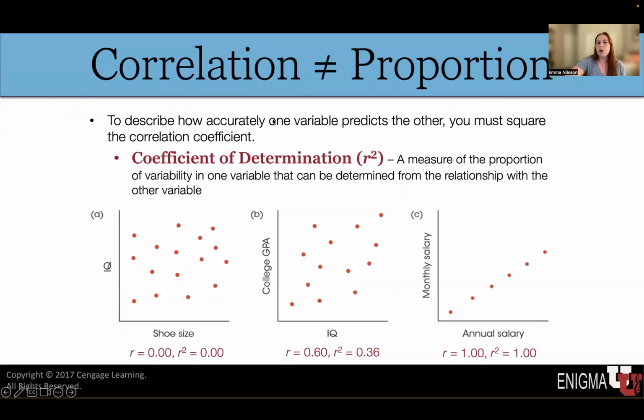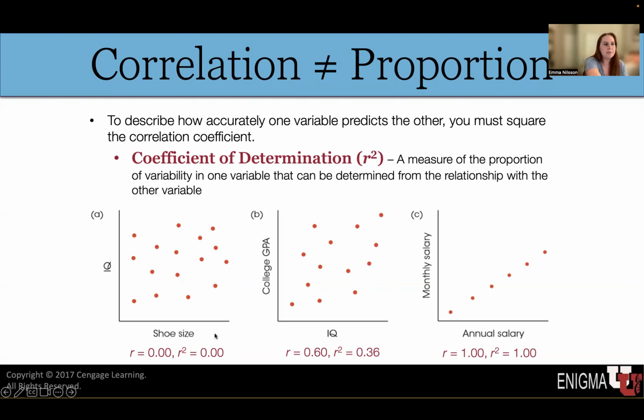So in order to describe how accurately one variable does predict another, in order to accurately describe proportion, we actually just take our correlation coefficient and we square it. Instead of using R, we're going to use R squared. It's called the coefficient of determination. And it is just what we said. It's a measure of the proportion of variability in one variable that can be determined from the relationship with another variable. Let's look at some examples here.